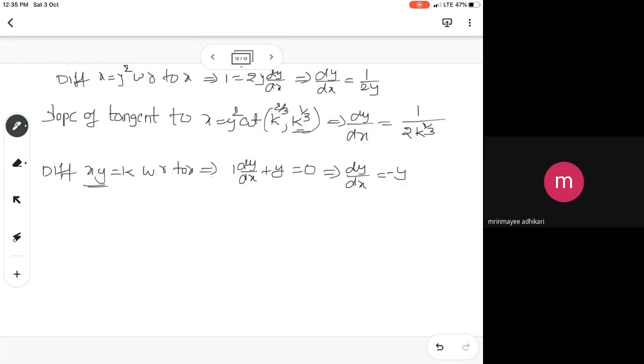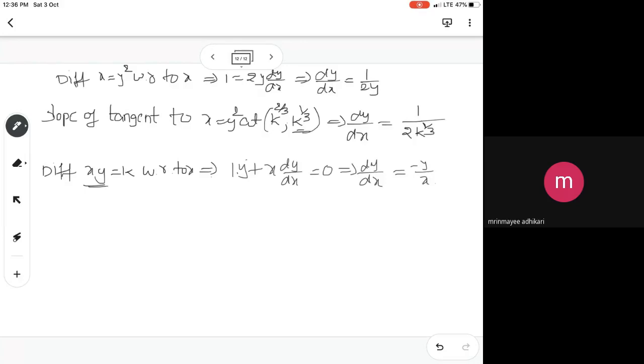Sorry, this was wrong. First, differentiating x, y will be there as it is, and differentiating y, x will be there as it is. So y differentiated is equal to x. So now what do you get here? This is 1 into y. dy by dx is equal to minus y by x.